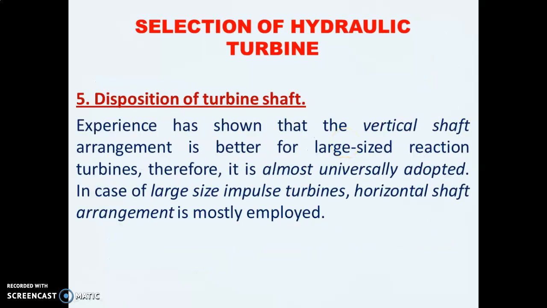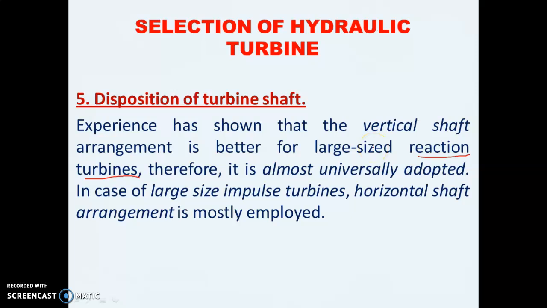Now fifth is the disposition of turbine shaft. Experience shows that the vertical shaft is best for large sized reaction turbine. Therefore it is almost universally accepted. What are reaction turbines? Francis turbine and Kaplan turbine. For these large sized turbines, we will use vertical shaft arrangement only. Therefore it is the most common type of turbine shaft arrangement which we can see worldwide.